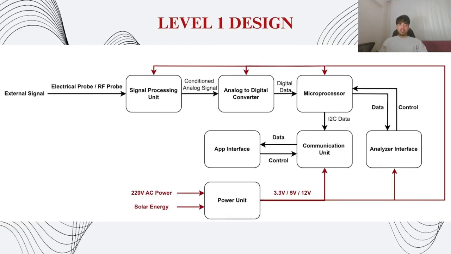Now that's the level 1 design, this section is more detailed. There are signal processing unit, analog to digital converter, microprocessor, analyzer interface, communication unit, app interface, and power unit blocks in the block diagram. The system can work with 220 volt AC power and can be charged with solar energy. The power unit provides 3 different voltage values to the system. The signal from the electrical or RF probes reaches the user by passing through various processes. We will make a detailed description of the units in the next slide.